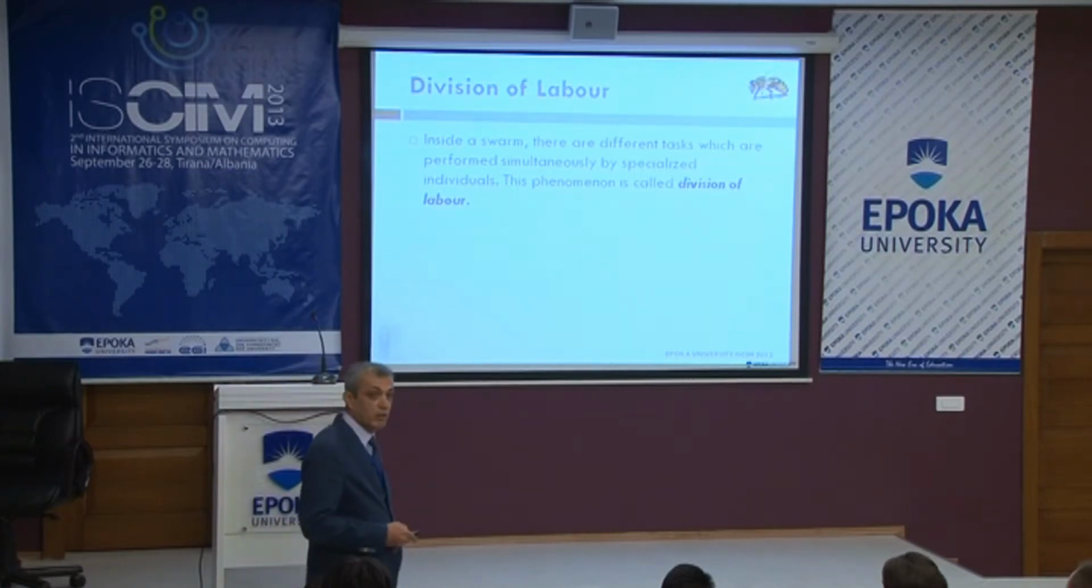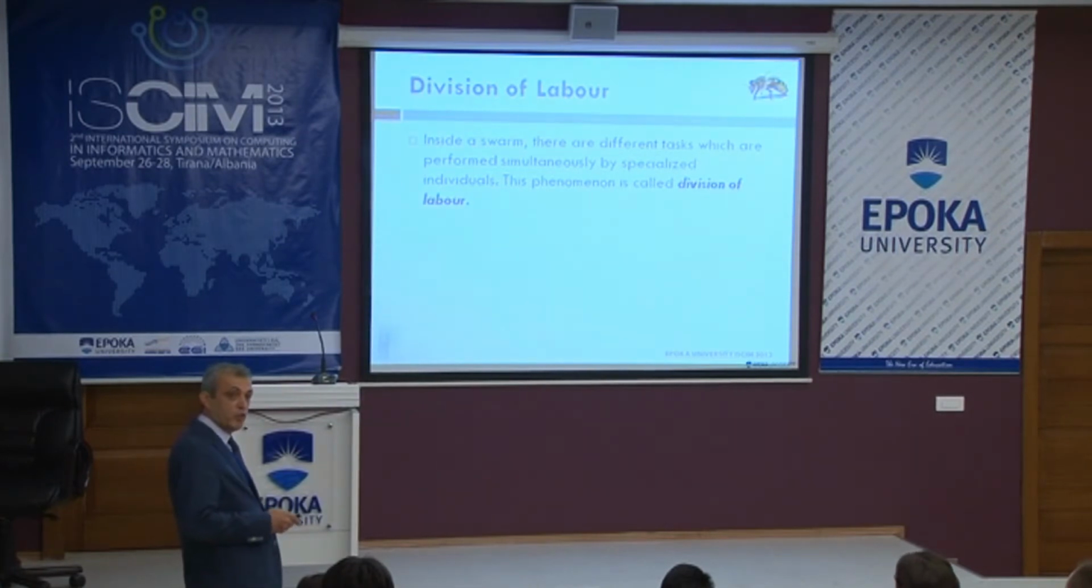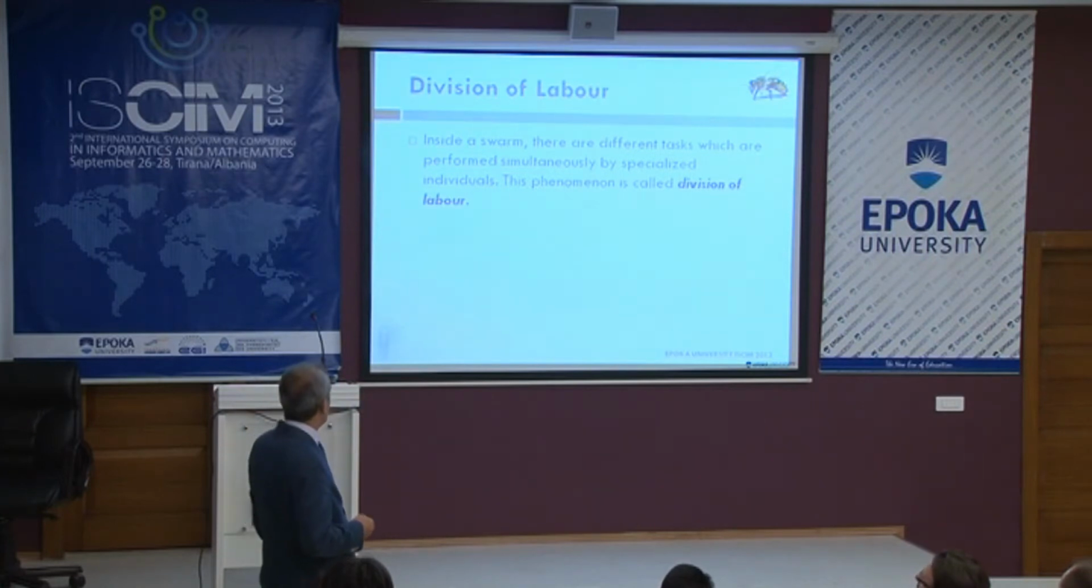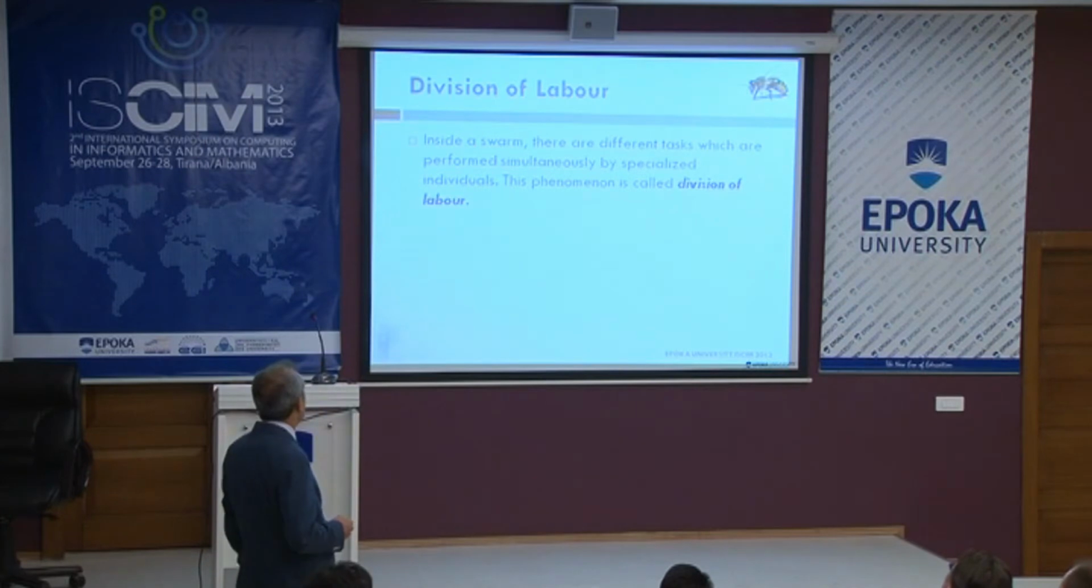The second important property of swarm intelligence is division of labor. Inside a swarm, there are different tasks which are performed simultaneously by specialized individuals, like us. Some of us are mechanical engineers, some computer engineers, some civil engineers, and we have to specialize. We have to perform different tasks to get more success from our job. Inside a swarm, this phenomenon is called division of labor. In intelligent swarms, of course, we definitely see this property.